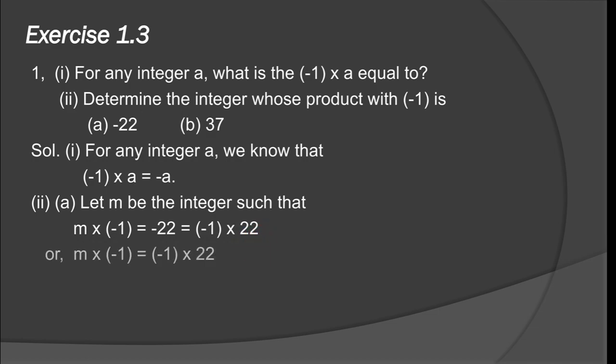Now again it can be written as m into minus 1 is equal to minus 1 into 22, which gives m is equal to 22. Hence we can say that 22 is that integer which, when multiplied with minus 1, gives minus 22. Now let us come to the second part.